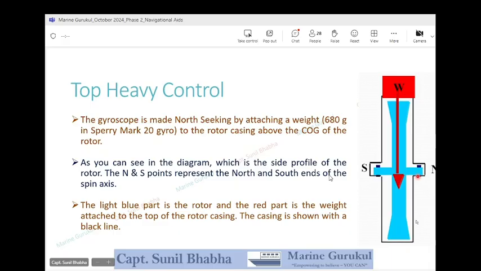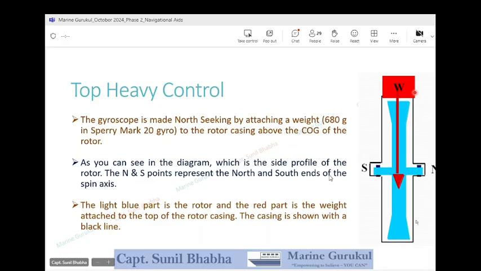Now the gyroscope is made or controlled to point in one direction by attaching a weight on top of the casing. You can see this red color weight which is fitted on top of the casing. You can consider it is welded on top of the casing, and this weight is approximately close to 680 grams.